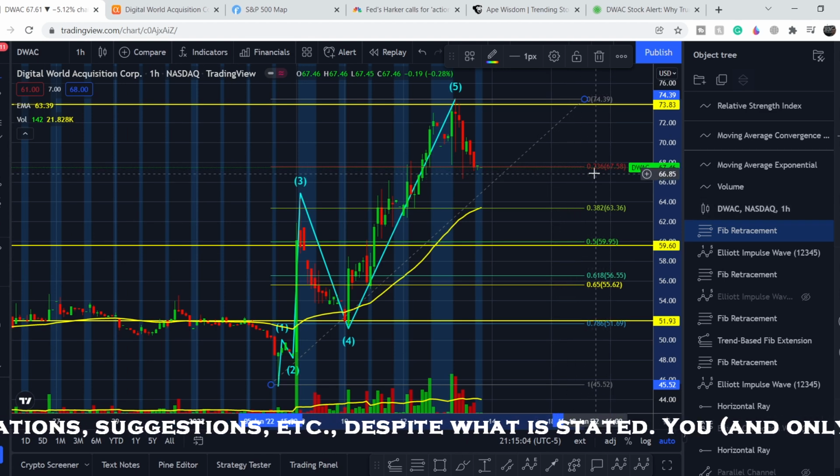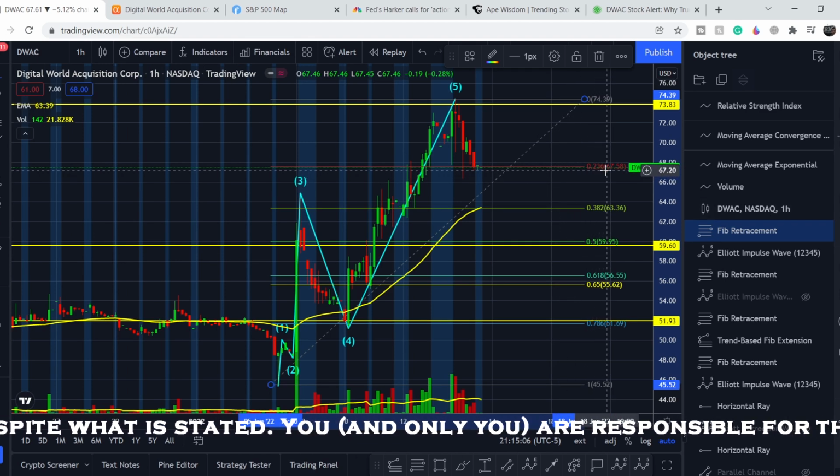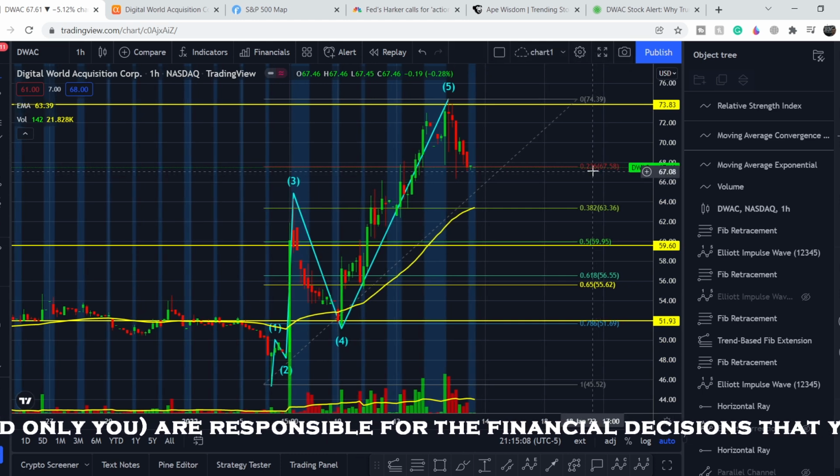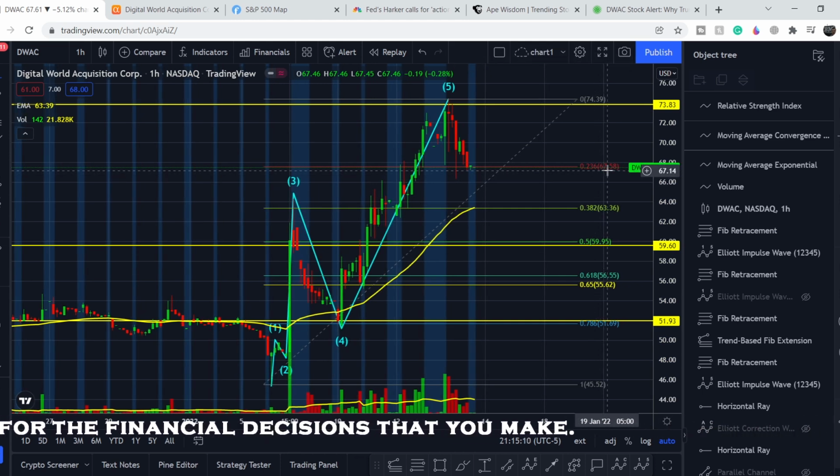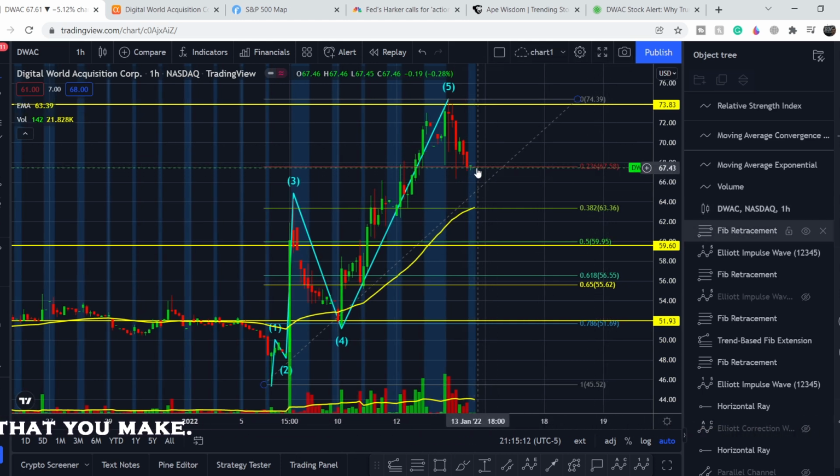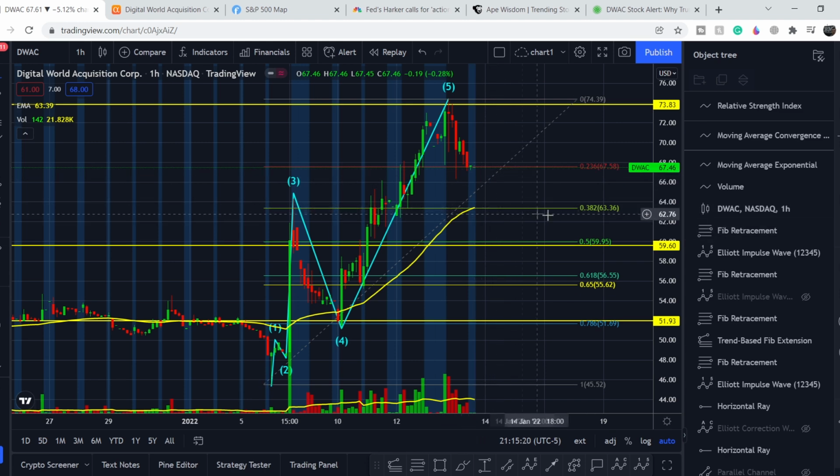As you can see, for now we already hit the 0.236 Fibonacci retracement level. It is the price point of $67.58. And we have not more than 10% probability to have a trend reversal from this point and to hit higher targets. Next one, the target of 0.382 Fibonacci retracement. It is a price point of $63.36.